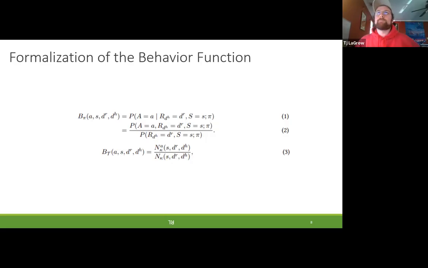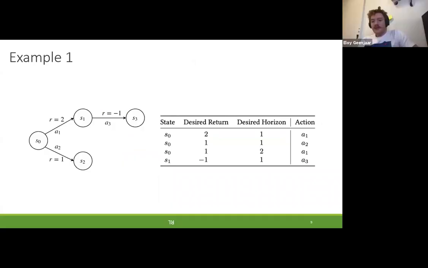Here we have N of T of K of A. Just to explain the third equation quickly, the numerator is the number of trajectory segments in T that start with state S and have length the desired horizon, with the total reward of the desired return. The denominator is the number of such segments where there is reward given the action. As a quick example, oh, go ahead.